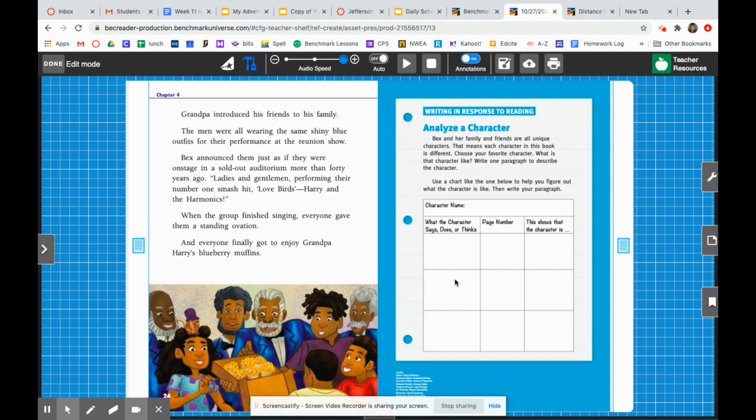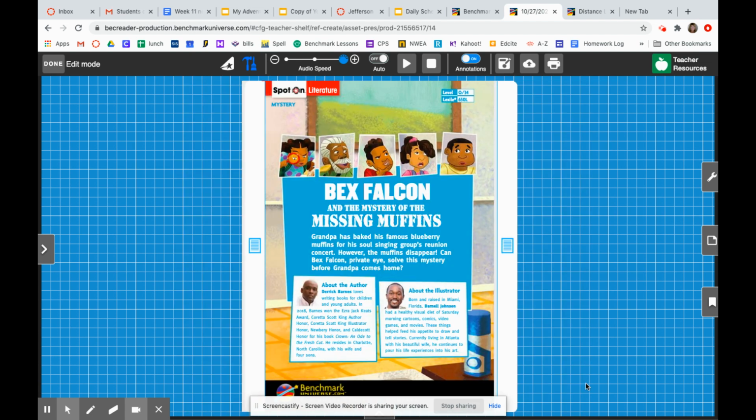We are talking about finding the verbs for what the character does, or maybe even just says or thinks, and write the page number down where you found it, and then tell us what traits that shows about the character. Then you're going to write your opinion. So don't forget, in an opinion paragraph, you always state your opinion right at the very beginning, short and sweet. Okay, I just wanted to make sure you had that.